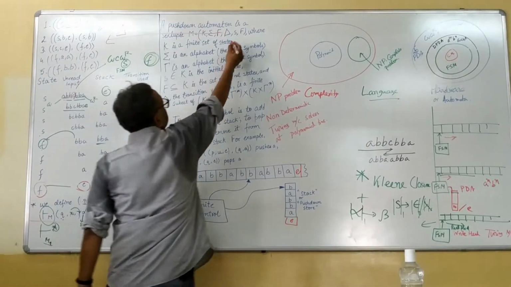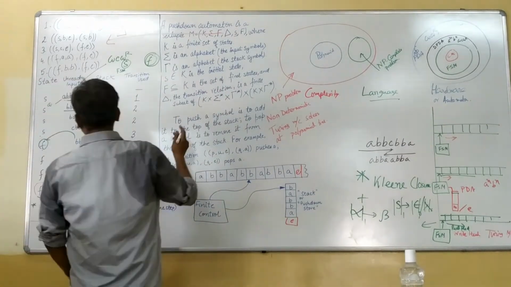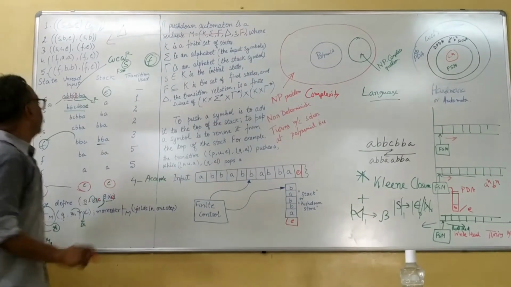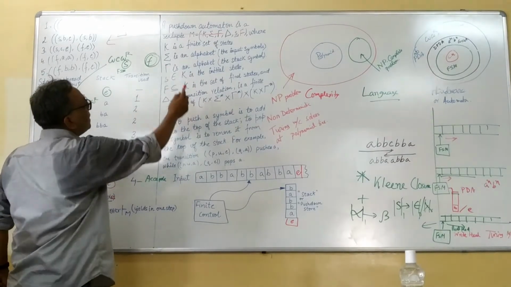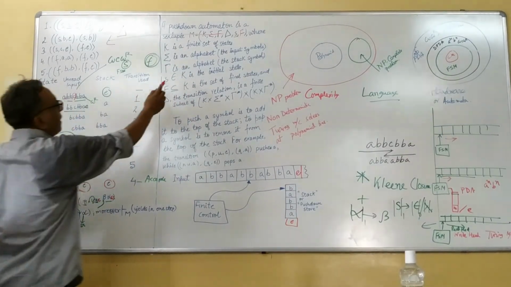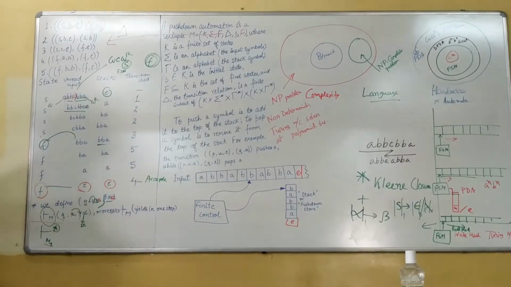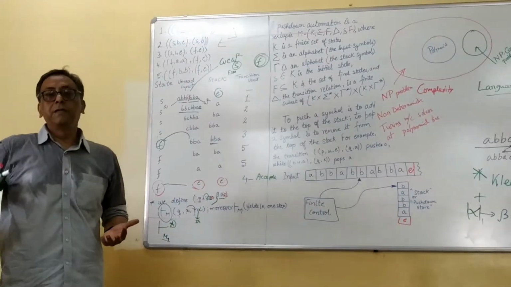S is the start state. Here is S and F is here. K is the final state. This is the alphabet, here it is A and B. Okay, so this is it. Now tell me, any question on this? This is the standard notation for describing the push-down automata.